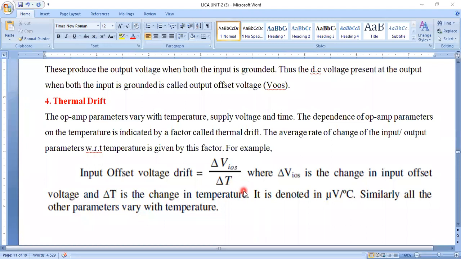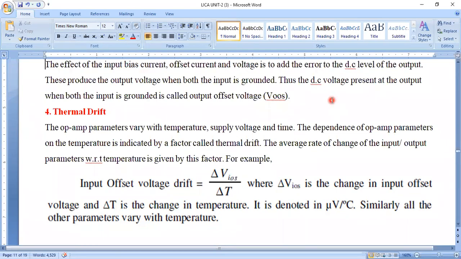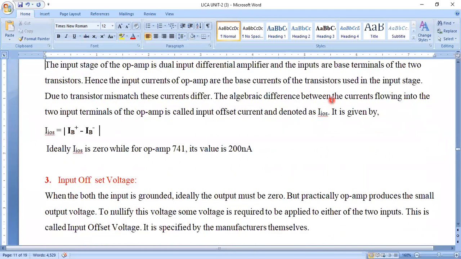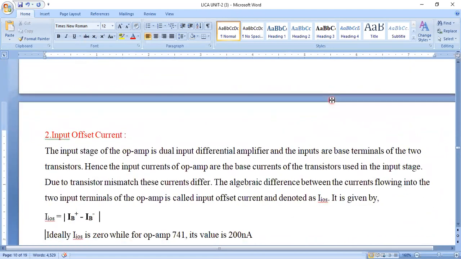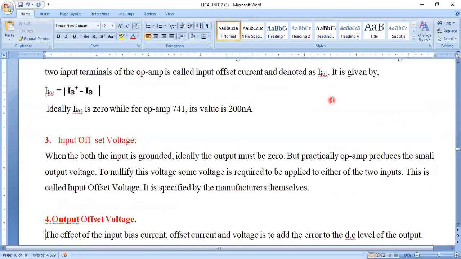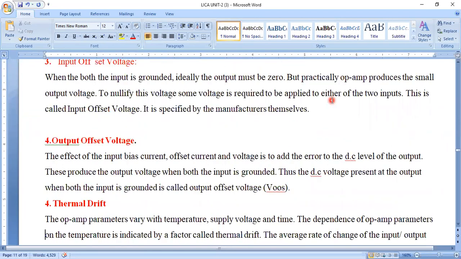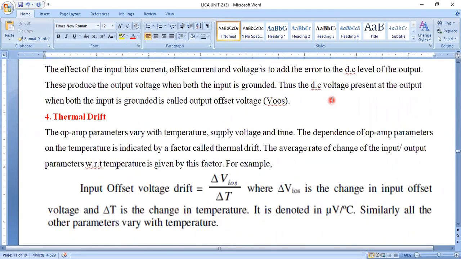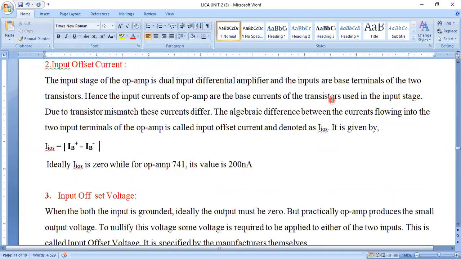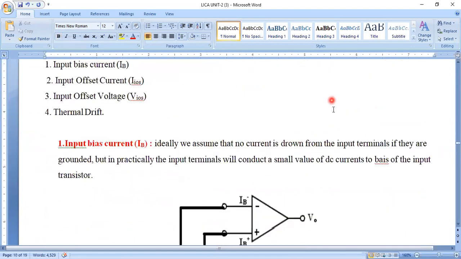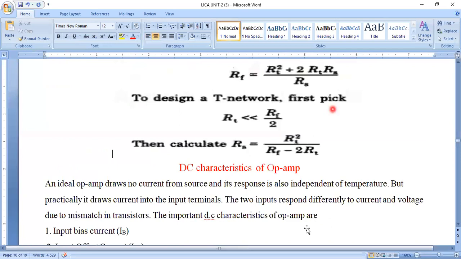Okay, so now we have discussed the characteristics of the operational amplifier. The first characteristic is input bias current, the second is input offset current, the third is input offset voltage, the fourth is output offset voltage, and the last one is thermal drift. So here we concluded the DC characteristics of the operational amplifier.